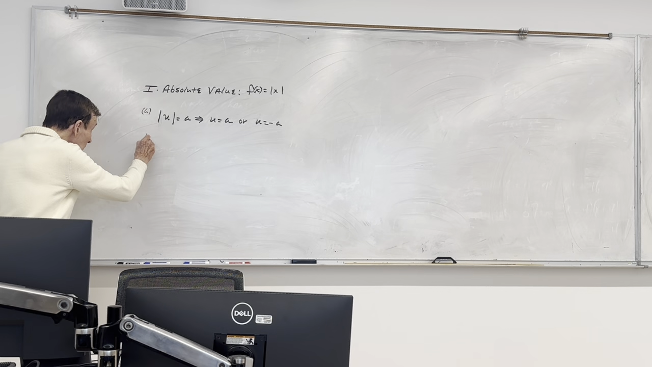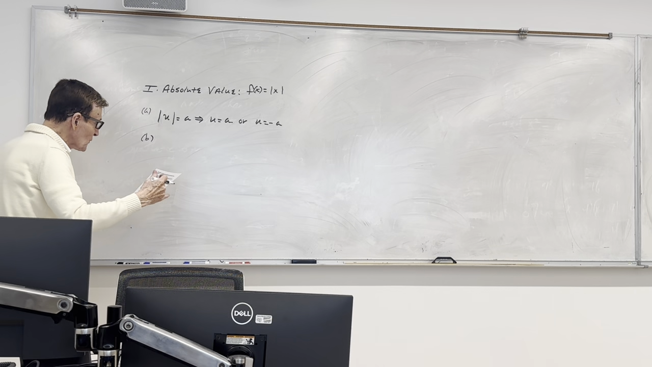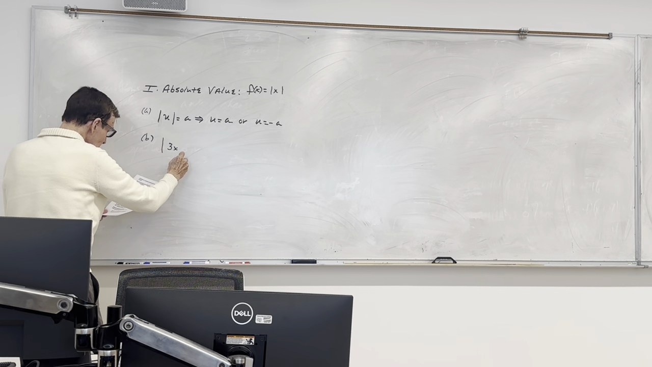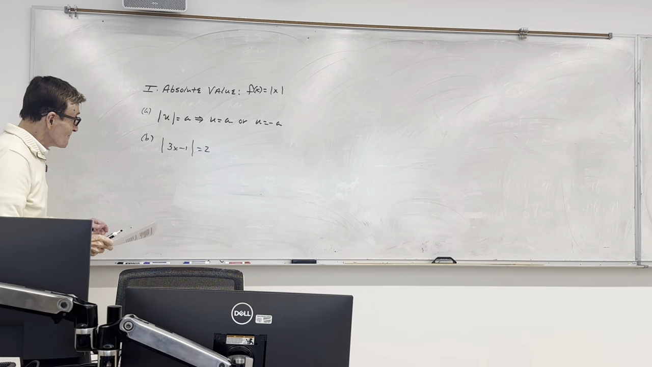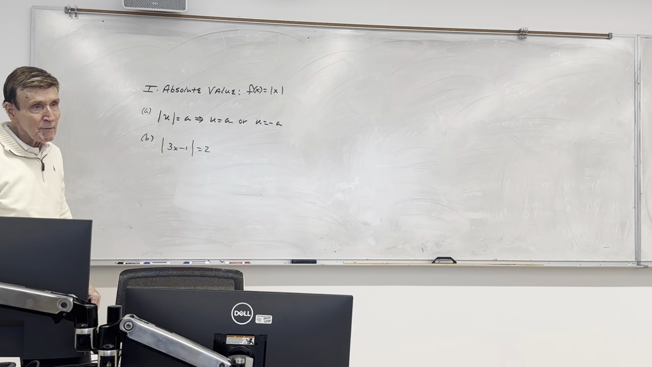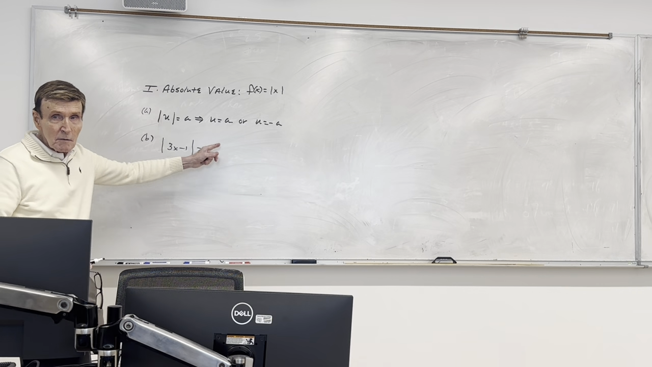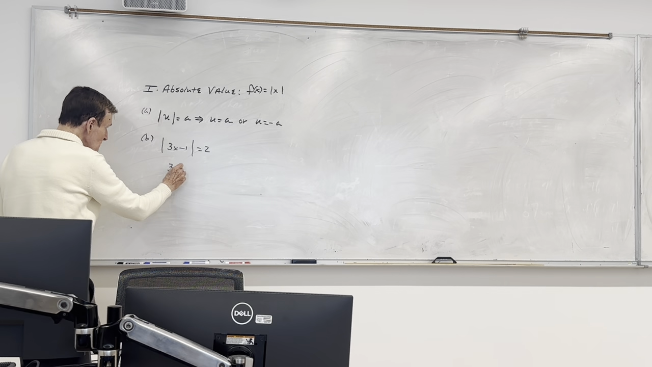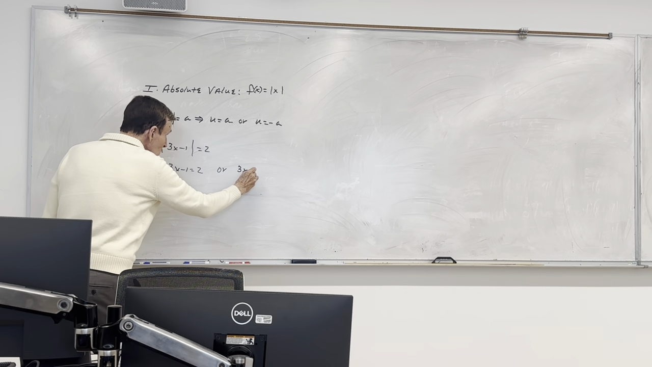Let's try it. Based on this, I have some problems here to look at, guys. Find the real solutions, if any. The first one looks like this: absolute value of 3x subtract 1 is equal to 2. Now, what does the statement right above tell me to do to solve that? Go for it. Do 3x minus 1 equals 2, and 3x minus 1 could be equal to a negative 2.